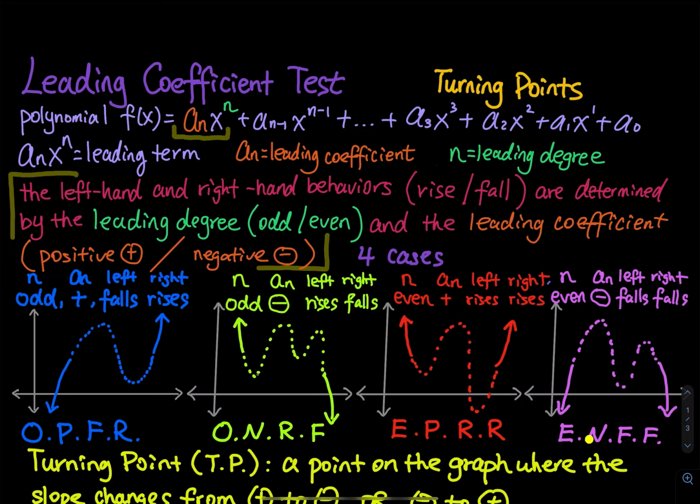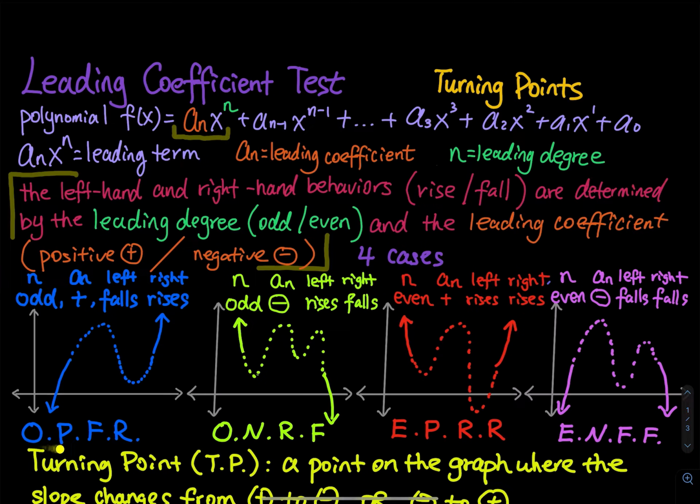I use ENFF. Even leading degree, negative leading coefficient, falls to the left, falls to the right. So on the test, all you have to do is memorize these 16 letters in this order. You have to memorize 4 cases. Case 1, OPFR. Case 2, ONRF, EPRR, ENFF. To me, this is way better than memorizing the entire sentence.